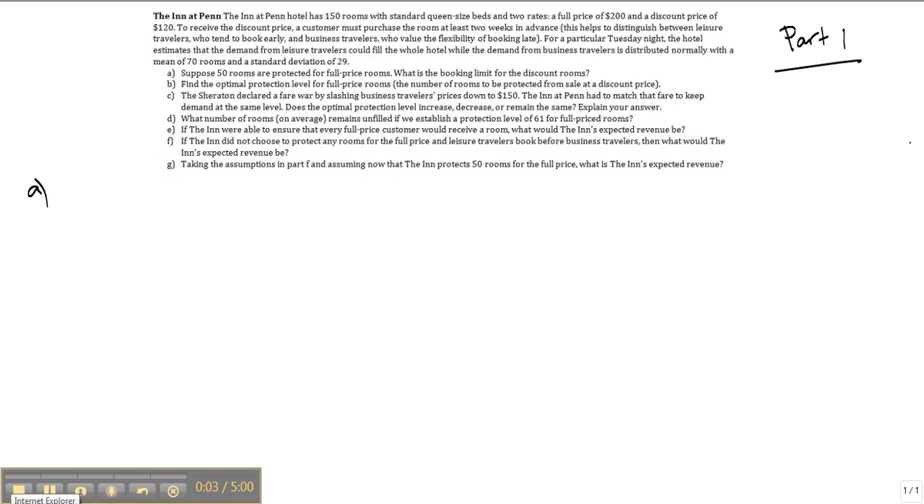The in-it-pen problem examines various revenue management strategies. Part A asks us what the booking limit for the discount or low-fare rooms would be, given that 50 rooms are protected for full price.